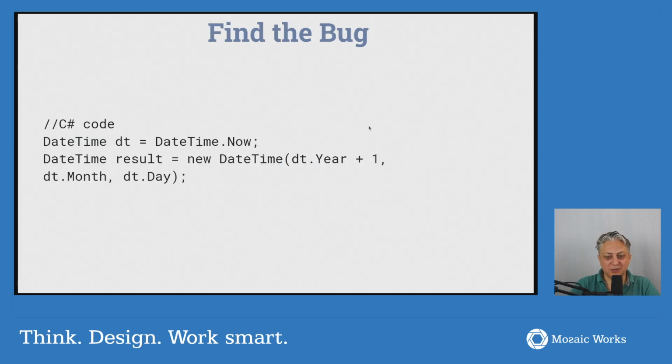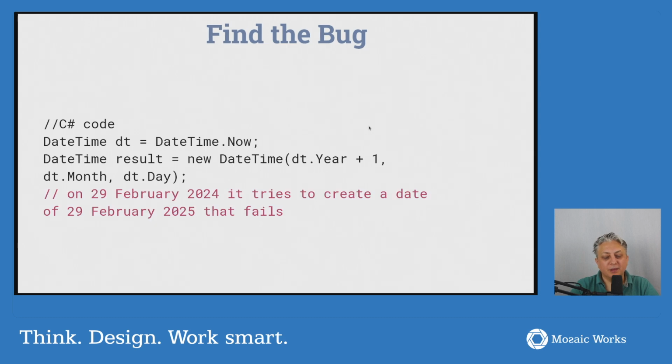So let's look at a bit of code and see if we can find the bug. This is C# code. It says datetime dt equals datetime.now, so it gives the current datetime. And then it does datetime result equals new datetime of dt.year plus 1, so increments the year, dt.month, dt.day. What is the problem here? Well, if you run this on 29th February 2024, it will try to create a date of 29 February 2025, and that will fail. Probably throw an exception. I haven't tried it.